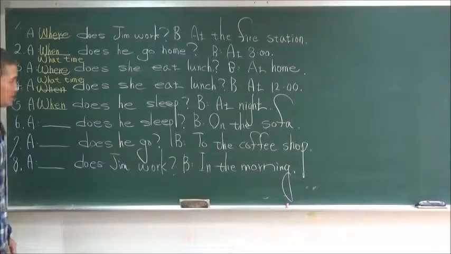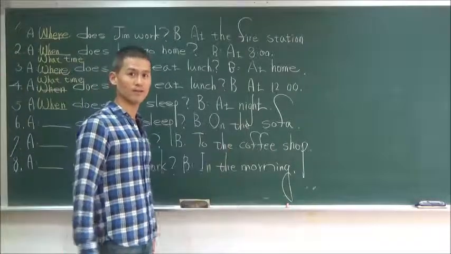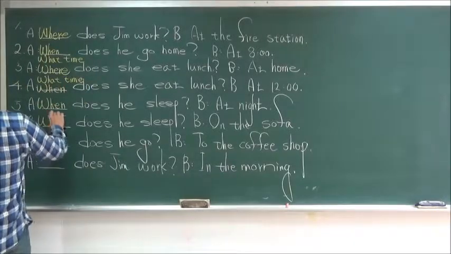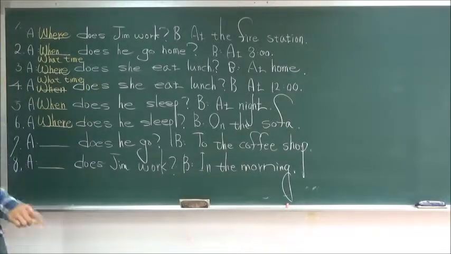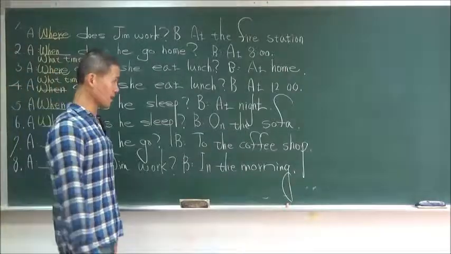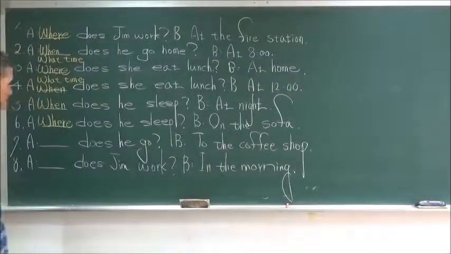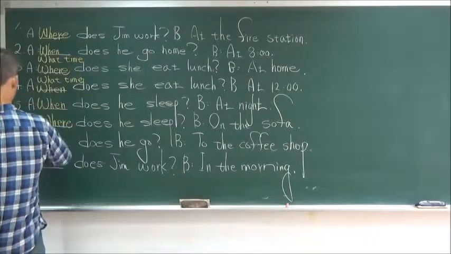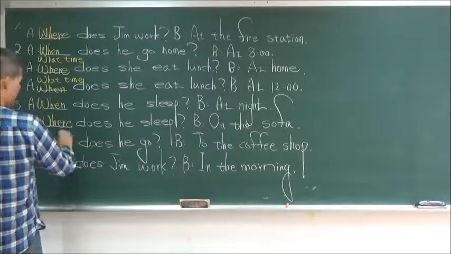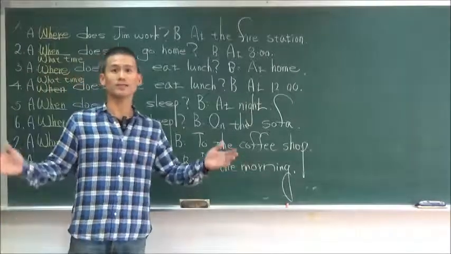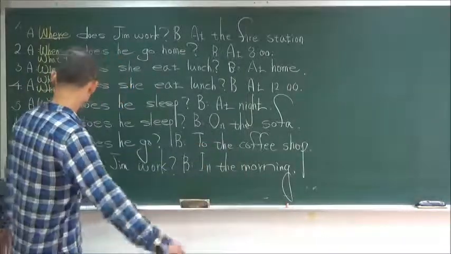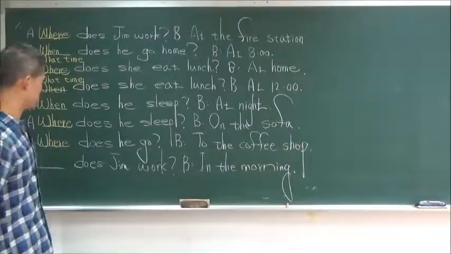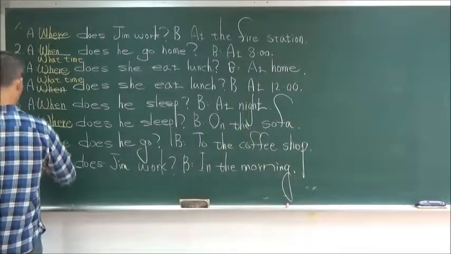And number 6, on the sofa. So the answer should be where. Where does he sleep? On the sofa. Number 7, to the coffee shop. It's about location. So where does he go? Where does he go to the coffee shop? Number 8, the last question today. In the morning. So when does Jim work?